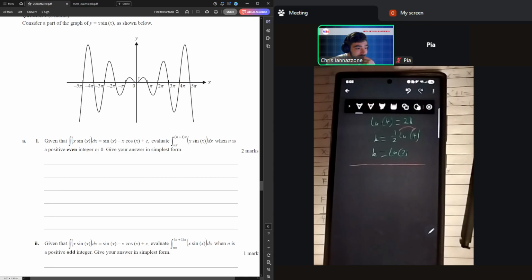We have the graph of x sin x here. We're told the integral of x sin x already off the bat, because otherwise we wouldn't really be able to find it. And then based on that, evaluate this, where n is even or 0. Because this is evaluate, we're just going to try and simplify it all the way down. So I'll give you a moment to have a think. How might we start it out?